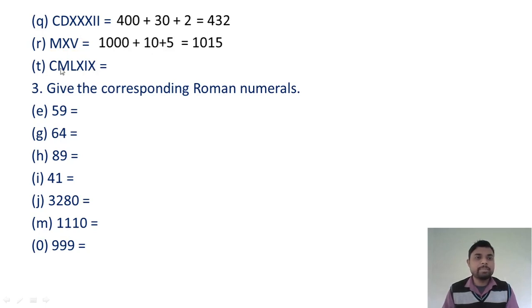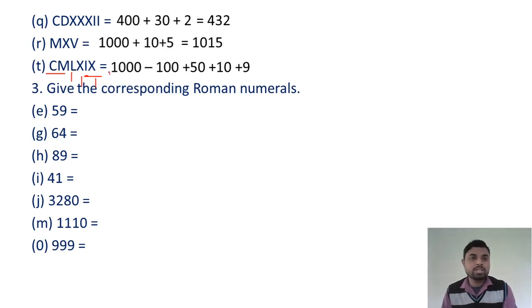Next, CMLXIX. So CM means what? Dear students, CM means what? M means 1000, C means 100. C is on the left hand side, so we'll do subtraction. So it means 900. Okay. Now L 50, X 10, IX 9. So 1000 minus 100, that portion is for CM. Okay, next 50, next 10, and then 9. So do the calculation. It will be 969. 900, here 60 and here 9. 969.